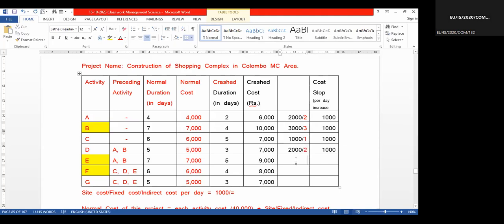Right, then E, you see that is also 2,000 divided by 2 days, per day 1,000. And F also total increase 2,000 divided by 2 days, per day is 1,000. And here, how much? That also 2,000.